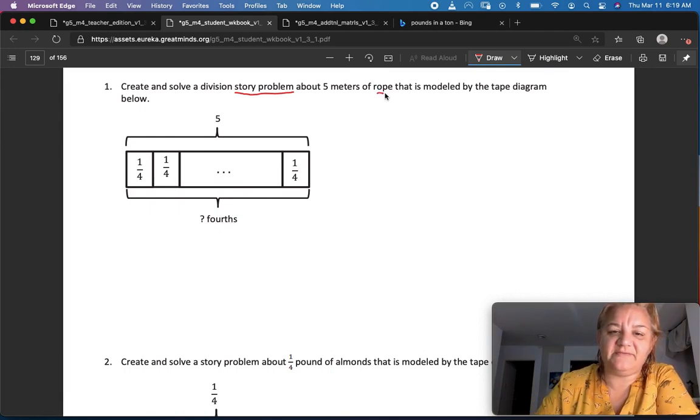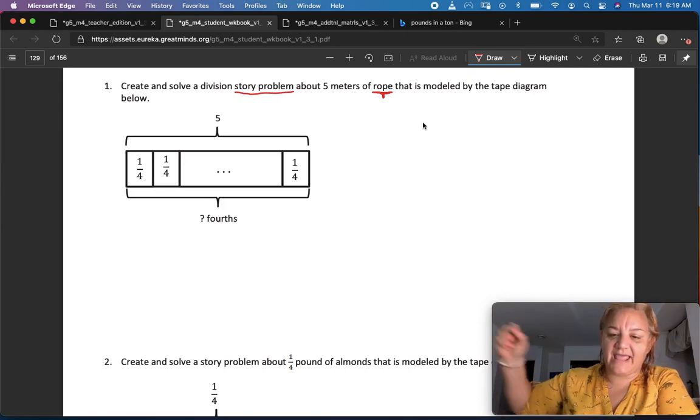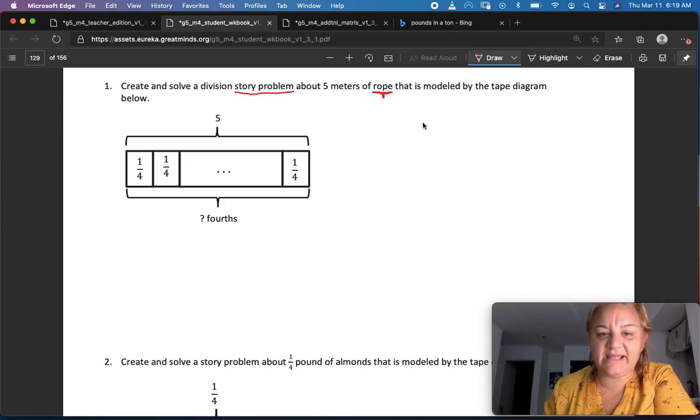Well, what kind of story problem could we make about rope? Maybe we need to buy rope to cut up to hang hammocks on the beach, right? And so I like to sleep in a hammock on the beach. Have you ever slept in a hammock on the beach? It's so nice. And you hang it up to the palm trees, right?